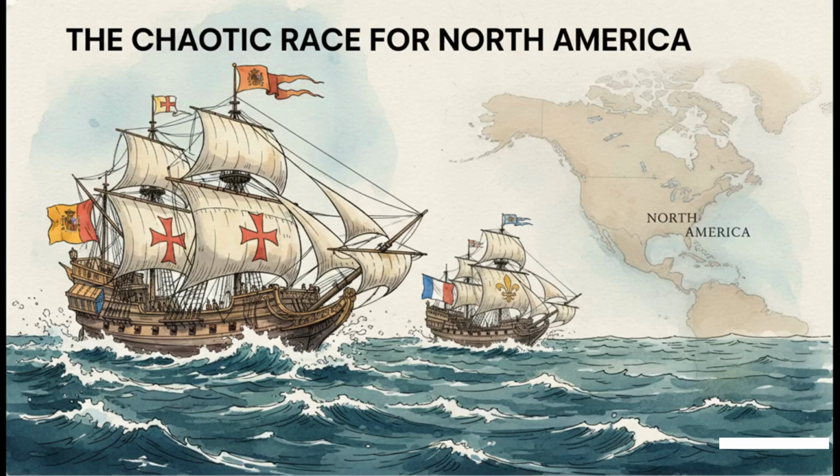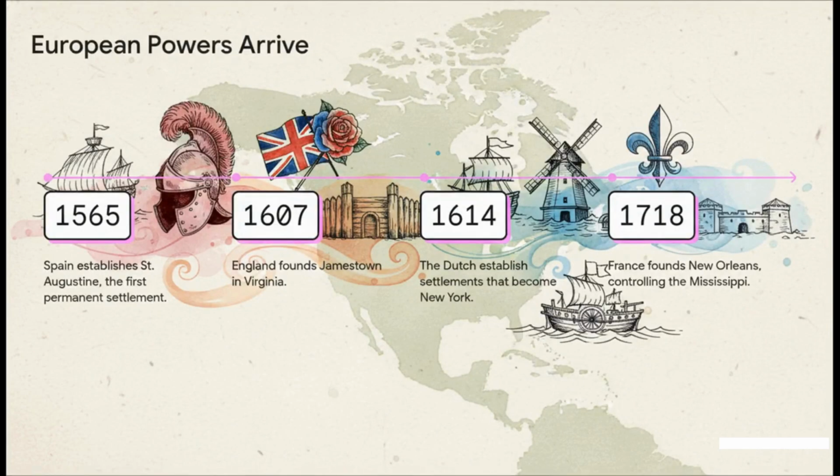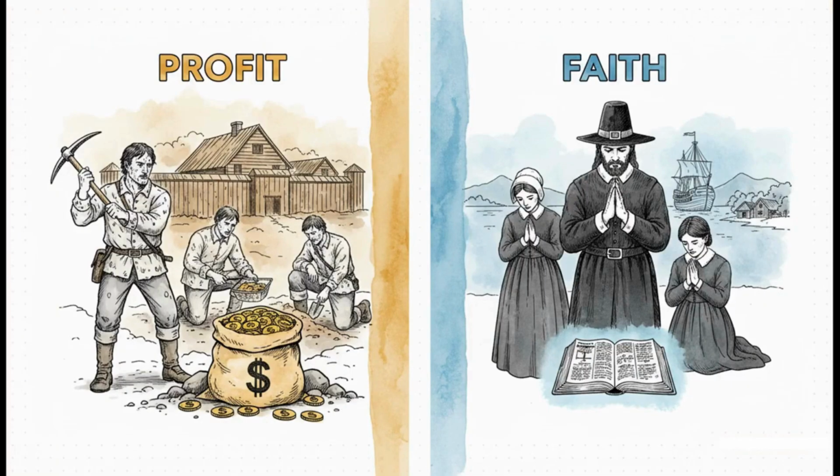Okay, picture this. It's the 15th century and European powers are in a mad dash for North America. Spain, England, the Dutch, France. Everybody wanted a piece, carving up the continent for themselves. But the first English colonies were totally different. One was all about money, the other about faith.